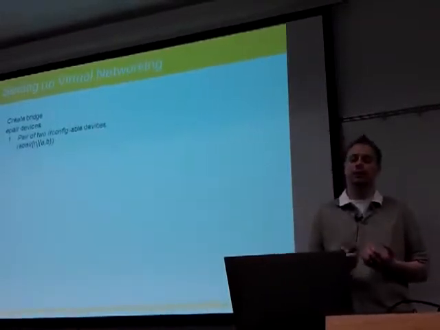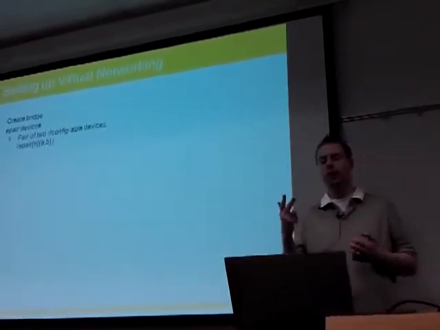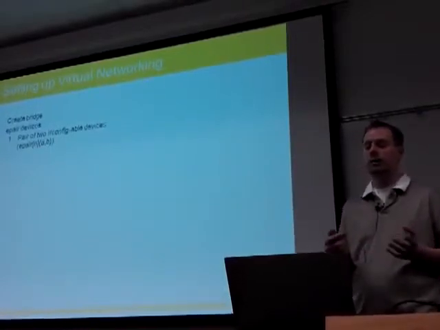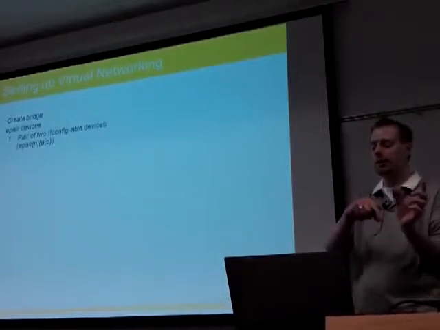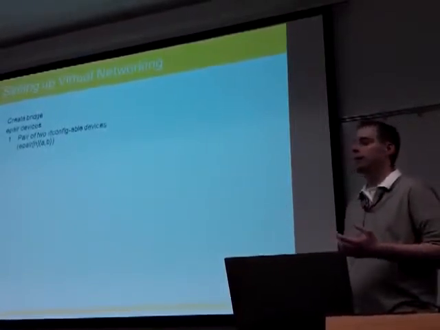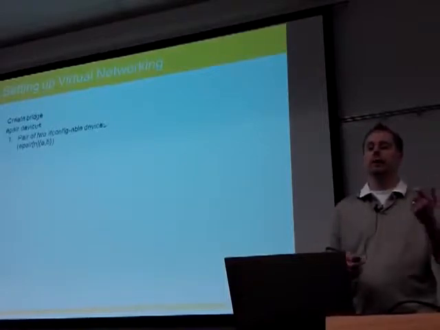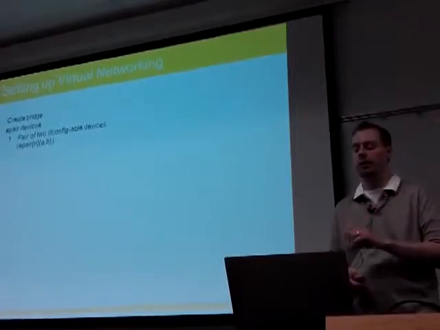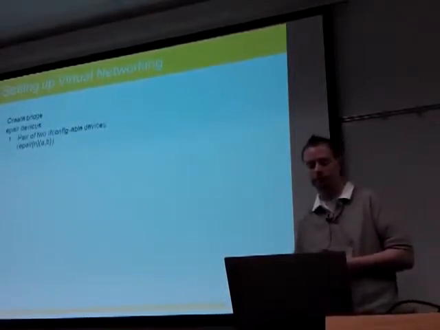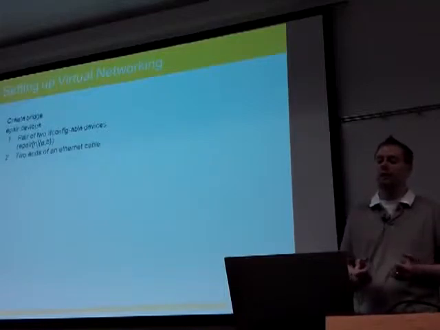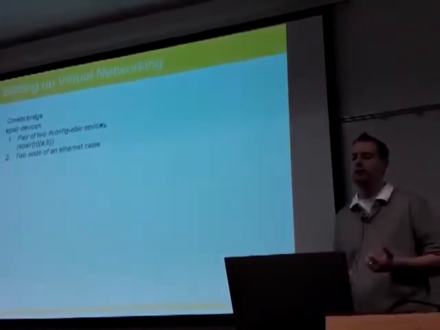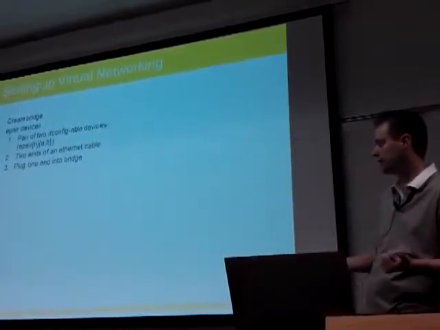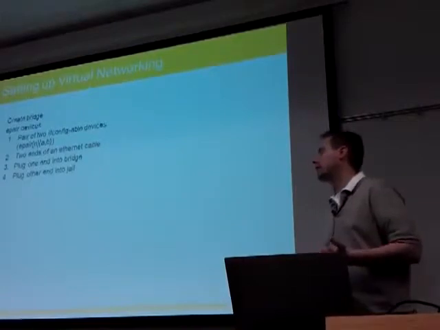When you create a single e-pair device, you actually create a pair of two ifconfig-able devices. The naming scheme is the name e-pair, then the number, and then A and B. So if we create e-pair 0, we'll get e-pair 0A and e-pair 0B, and we can ifconfig both of those devices. You can think of those two devices as two ends of an Ethernet cable. You plug one end into the bridge, which is our layer 3 switch, and you plug the other end into the jail.